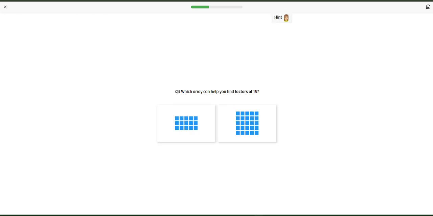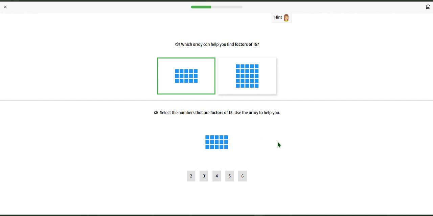Which array can help you find factors of 15? This one represents 3 on this side and 5 on top, so 3 times 5 can give it to me. This one is 1, 2, 3, 4, 5, 1, 2, 3, 4, 5. So there'd be 5 times 5, and that one can't, so it's definitely 3 by 5.